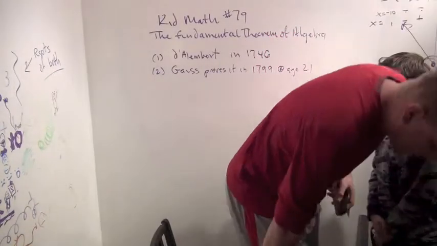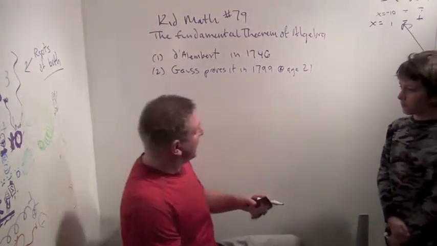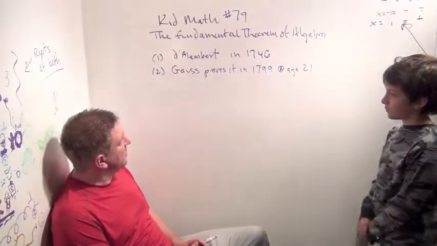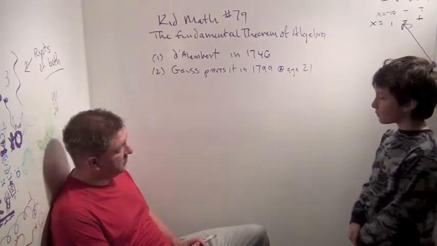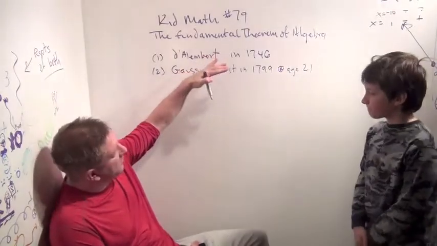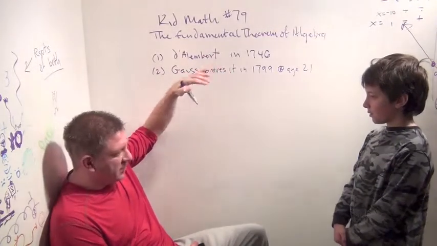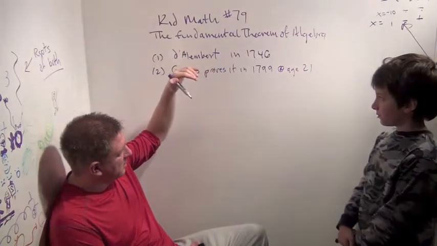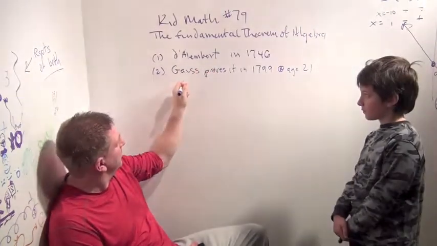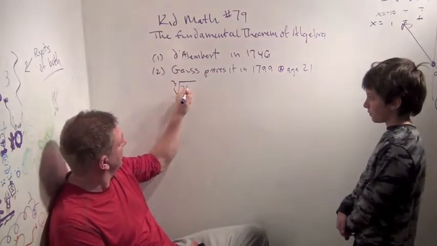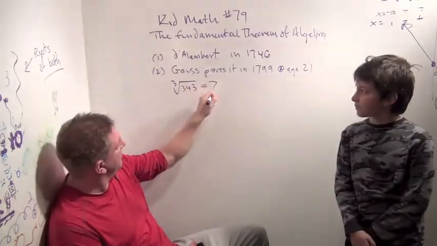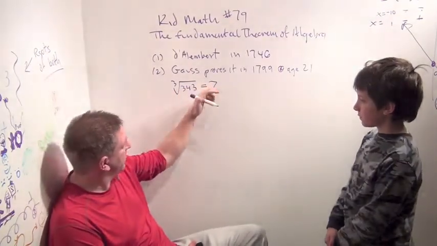KidMath number 79. Okay, today is our second to last movie in our series about square roots and cube roots. And this one's more of a history. The thing we've been talking about is cube roots, and it started with the cube root of 343 equaling 7, and then you asked why was there only 1.